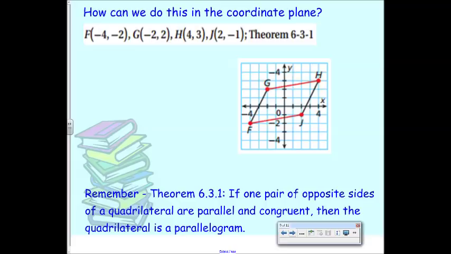Okay. All right, using theorem 6.3.1, so that's the one we just used, I want you to prove the same thing. We're not going to actually do it because we just did it, but what would you need to prove here? You would need to prove GH and FJ are congruent and parallel, or you could prove that GF and HJ are congruent and parallel. One of those. So you've got to find the slopes and you've got to use the distance formula.